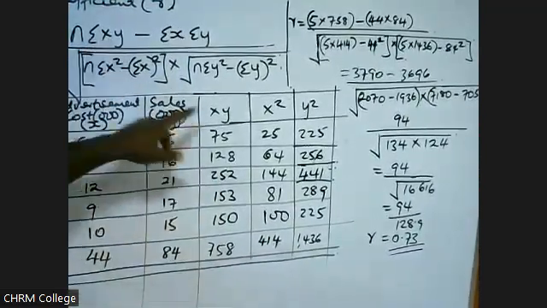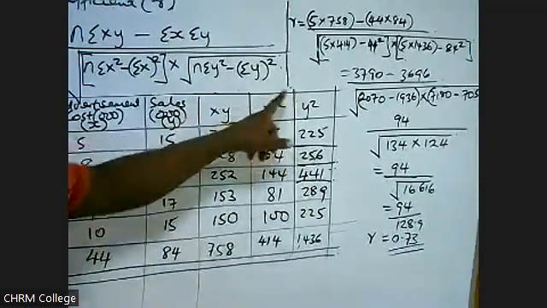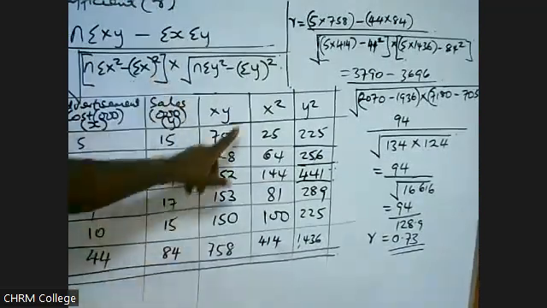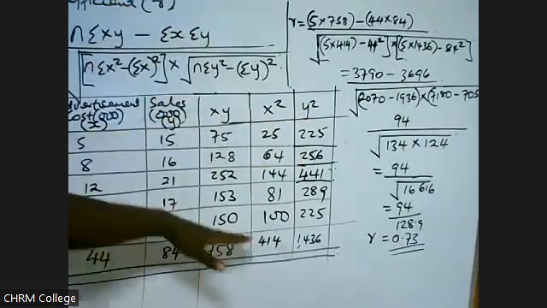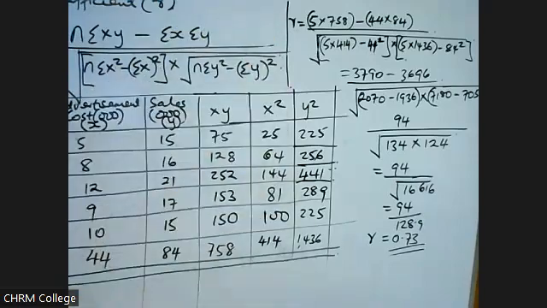You need to get to the column for XY. This one will not be given in the question. Only the X and Y will be given. From the X and Y, you create the XY, X squared and Y squared. Then you substitute the totals in this formula. Then you compute that.